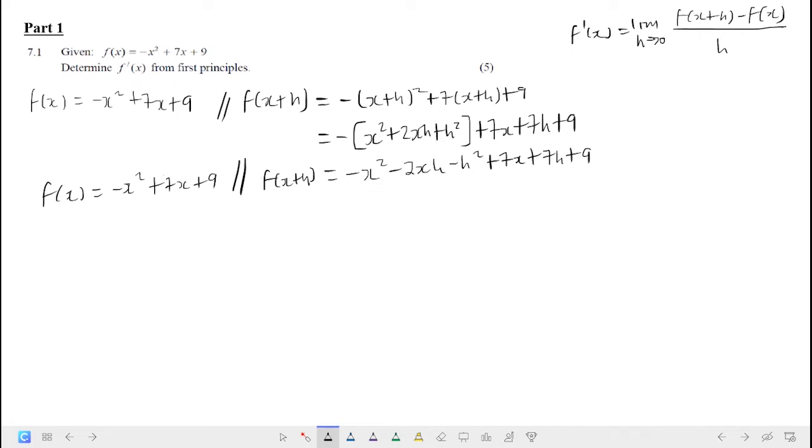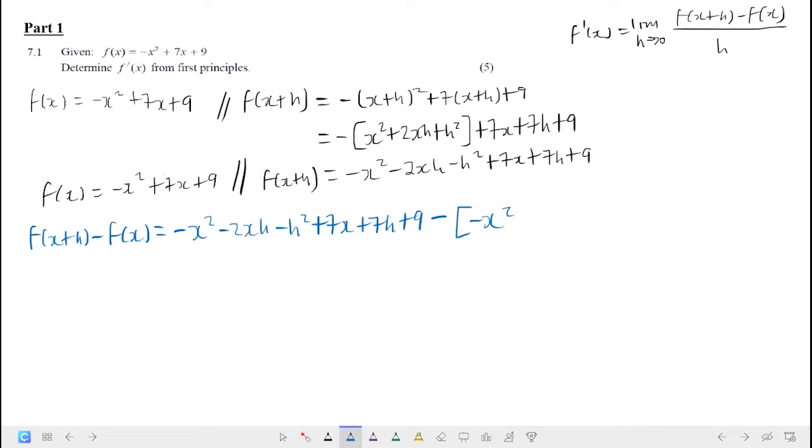Now, remember, we're trying to find an easy way to calculate this f prime x. Now, what's the next thing now that you're going to do now that you have your f of x and your f of x plus h? What you're going to do is you're going to take the f of x plus h and subtract f of x. Now let's go ahead and do that. F of x plus h is minus x squared minus 2xh minus h squared plus 7x plus 7h plus 9. Now, what about f of x? So we want to say minus. Now, f of x is minus x squared plus 7x plus 9.